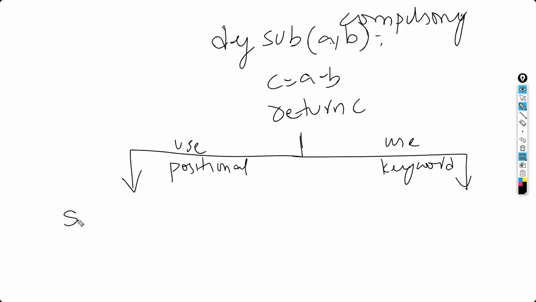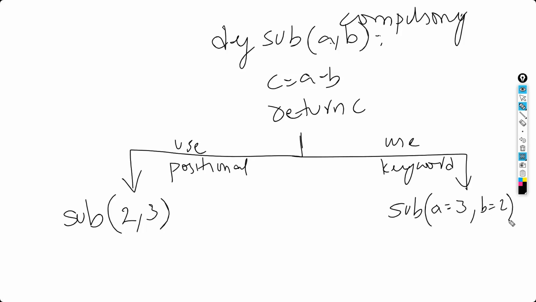Now here I'm using them as positional. Positional means it takes the values automatically. If you want to use keywords, you have to write A is equal to 3, B is equal to 2 or something. What about the order? Here order is not important. B is equal to 3, A is equal to 2. In whatever order you are interested, you can write.